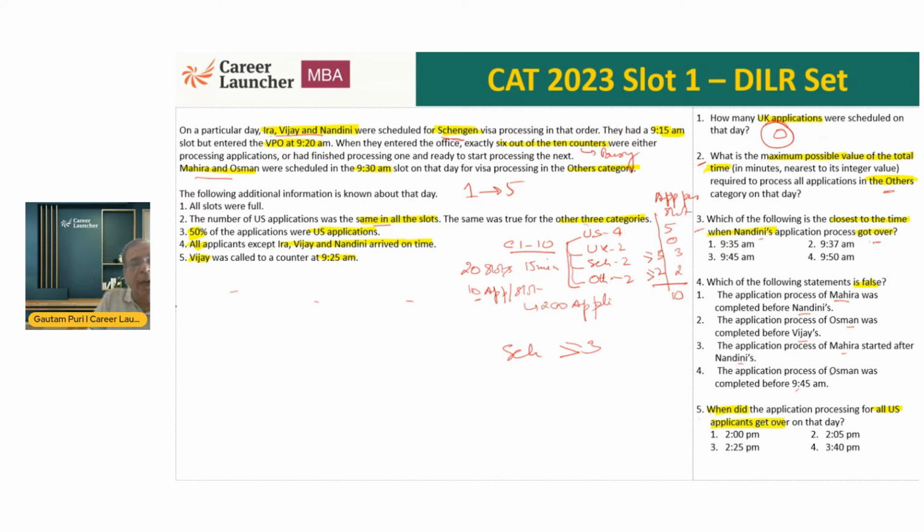So my order of attack, as far as this set is concerned, I will start with question 1. Then I will go to question 5. Then I will look at the others, 2 or 3.